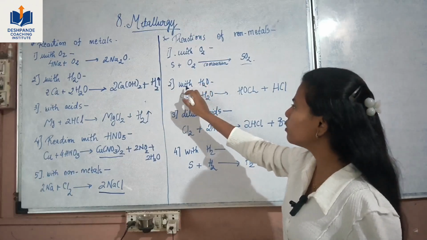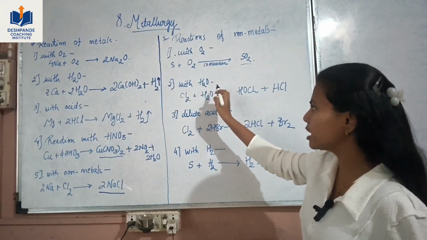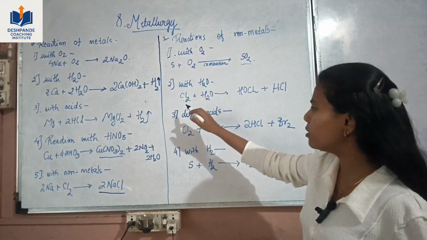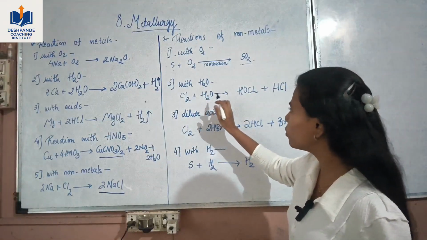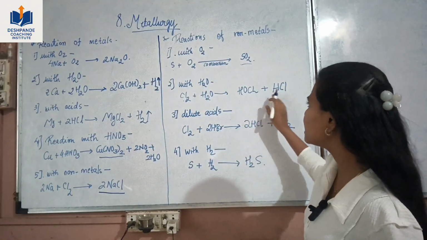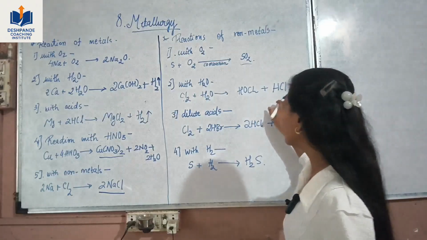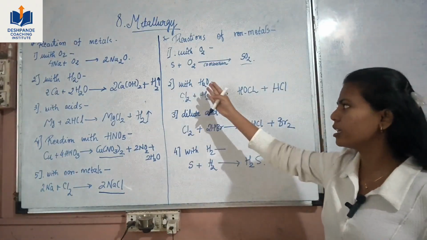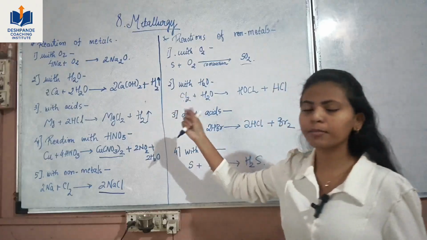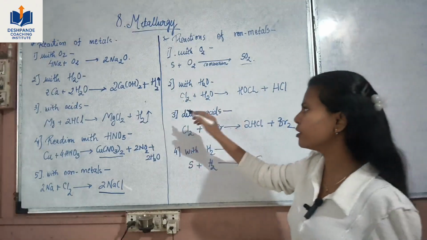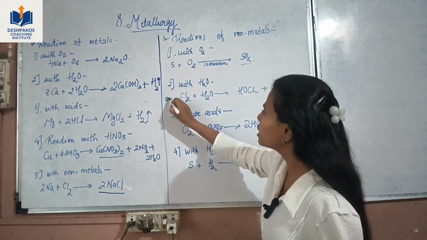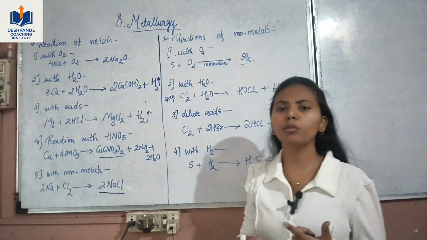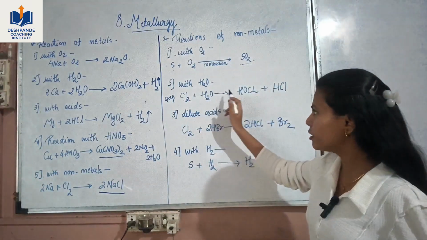Then the reaction of non-metals with water, that is H2O. So chlorine, which is a halogen, reacts with water to form hypochlorous acid plus HCl. So non-metals do not easily react with water, but the only exception here is halogens, which react with water. So here it is the exception that only halogens, chlorine, bromine, iodine, react with water.